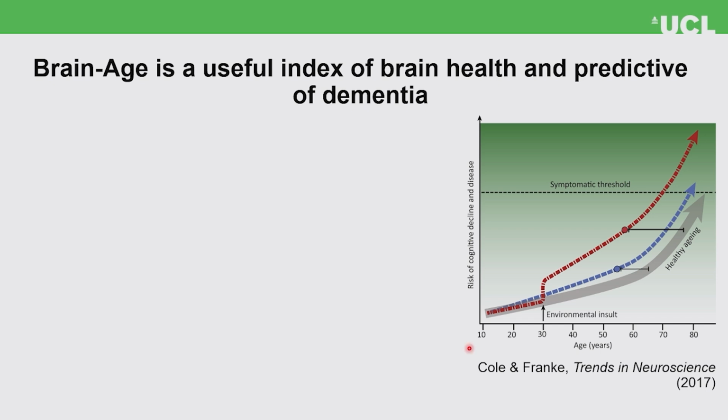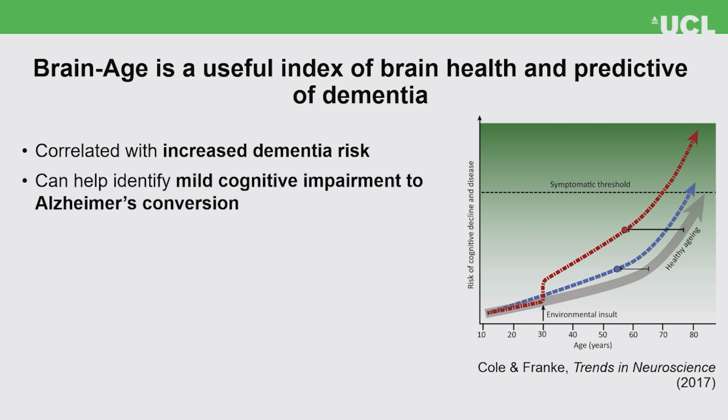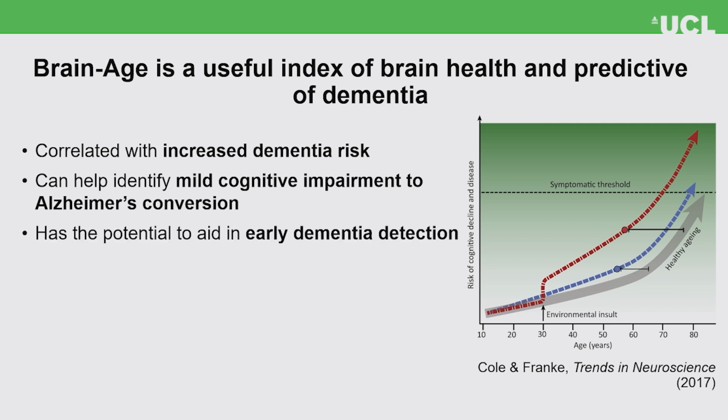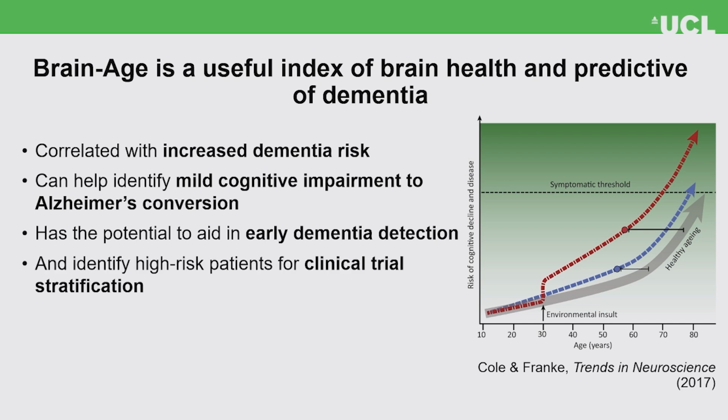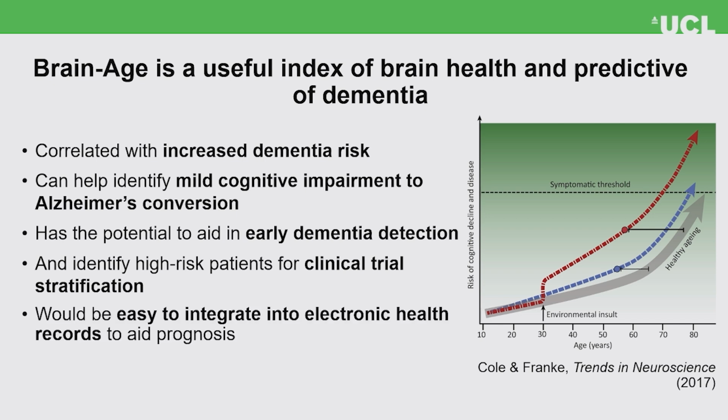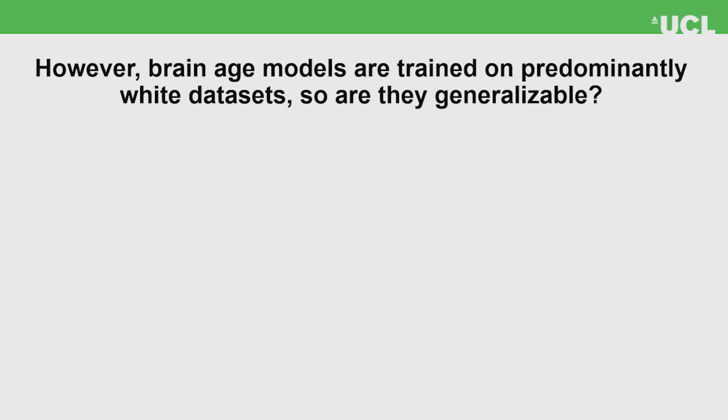And brain age is correlated with increased risk of dementia in observational research cohorts and memory clinic patients. It can help identify mild cognitive impairment to Alzheimer's conversion, has the potential to aid in early dementia diagnosis, and can help identify high-risk patients for clinical trial stratification. Importantly, because it's derived from routinely collected MRI scans, it would be very easy to integrate into electronic healthcare records to aid in prognosis. However, many brain age models are trained on predominantly white data sets.